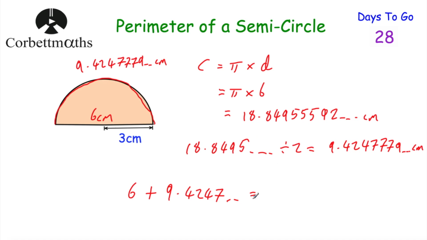And then if you add them together, so 6 plus the 9 point so on, I'm just going to press the answer button, and that gives me an answer of 15.42477779 and so on centimeters. So that's fantastic. We've found the perimeter of that semicircle. The perimeter of that semicircle to 3 decimal places would be 15.425 centimeters, and that's it.